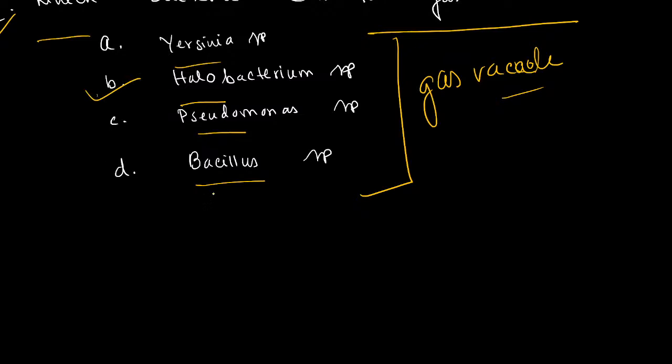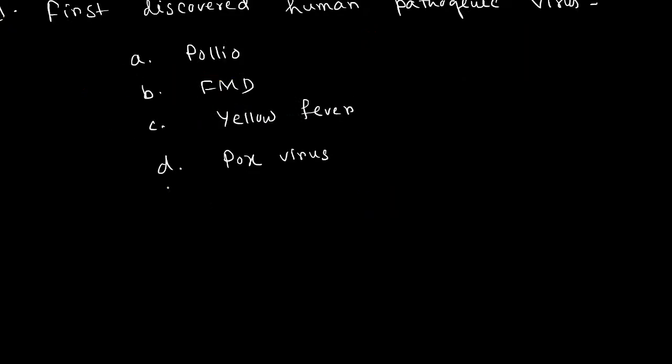The first discovered human pathogenic virus is polio, FMD, yellow fever, or pox virus. But regarding the previous answer, I think it's Halobacterium. Yersinia is not. It's only Halobacterium. The first discovered human pathogenic virus is polio virus, FMD, yellow fever, pox virus.